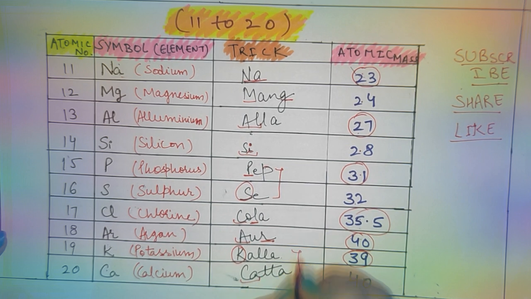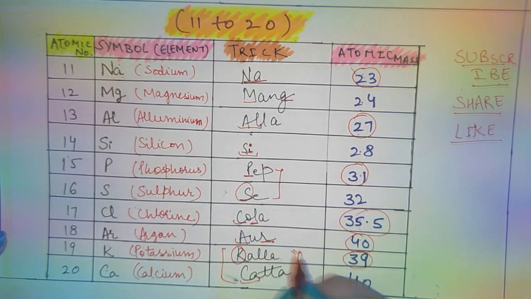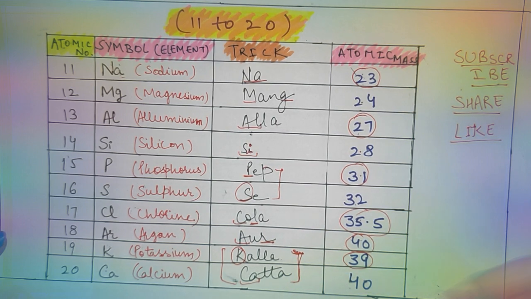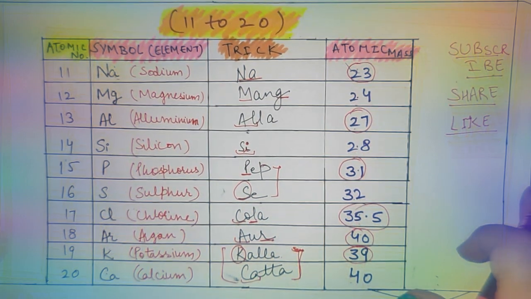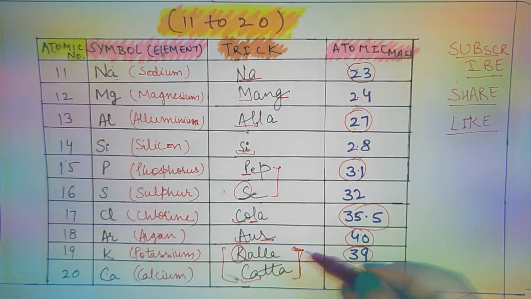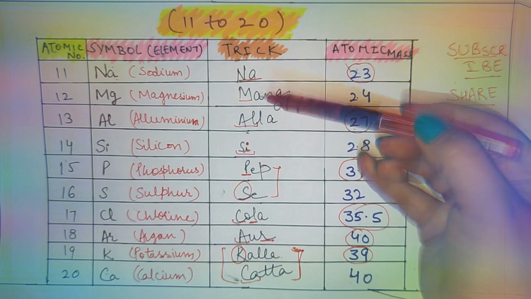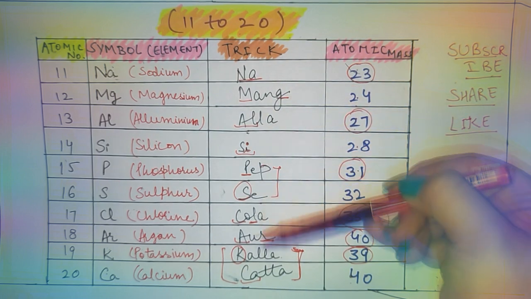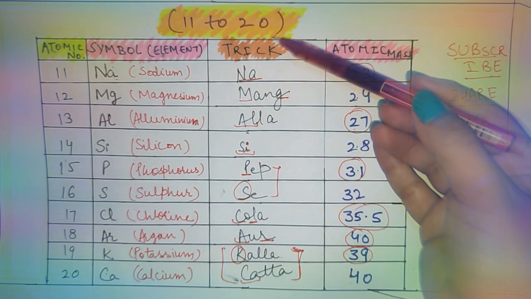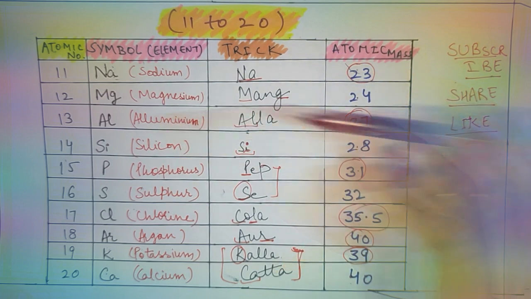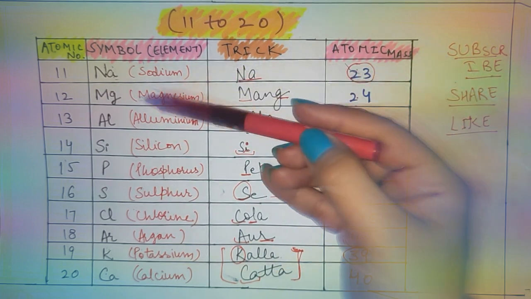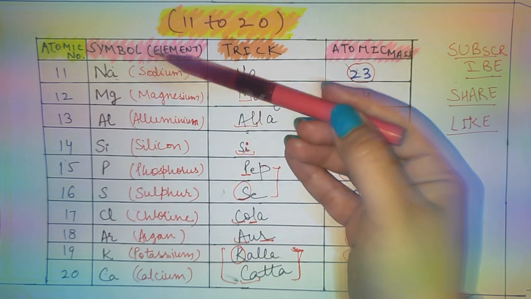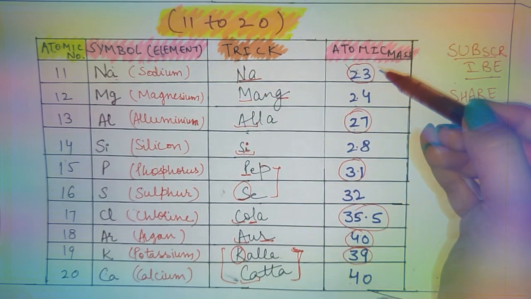This Kala Katta is a thing which in our younger ages we used to have, an ice cream of ice, that is your Kala Katta. So Na Mang Allah Say Pepsi Cola or Kala Katta is a trick for remembering atomic numbers 11 to 20. And here the masses are similar: for sodium it should be 22 but it is 23.